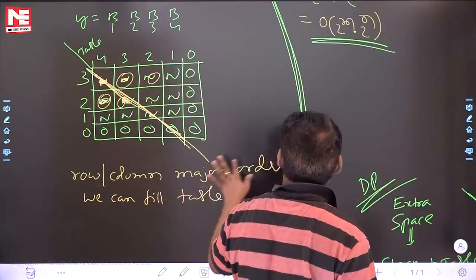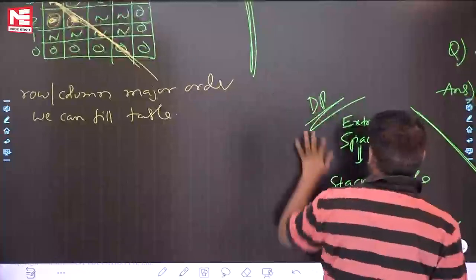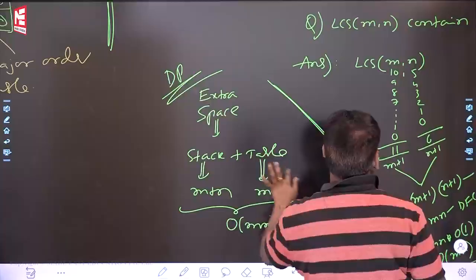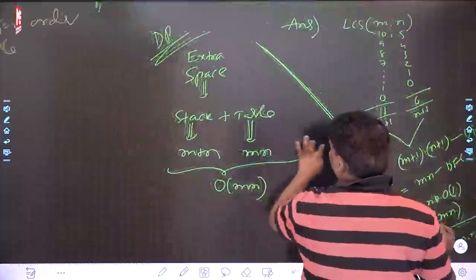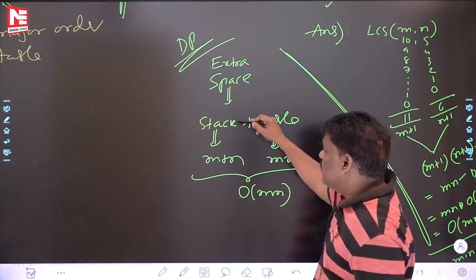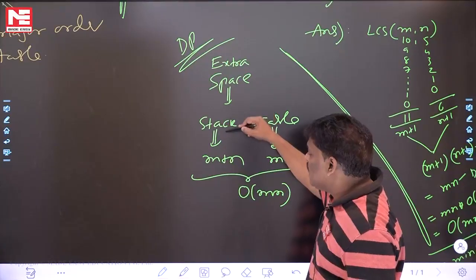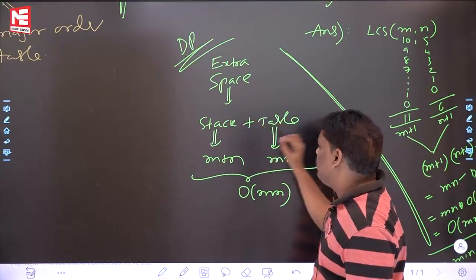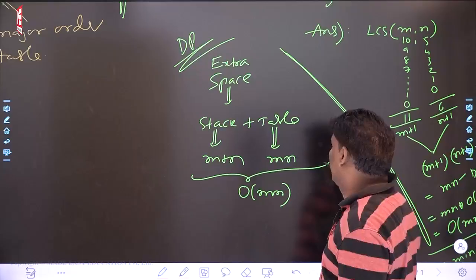Okay, I am thinking that everything is fine. Can you help me now? With dynamic programming, time is Mn. With dynamic programming, extra space: I think extra space how much? Stack, because it is also a recursion, stack is m plus n. Table how much? m into n.